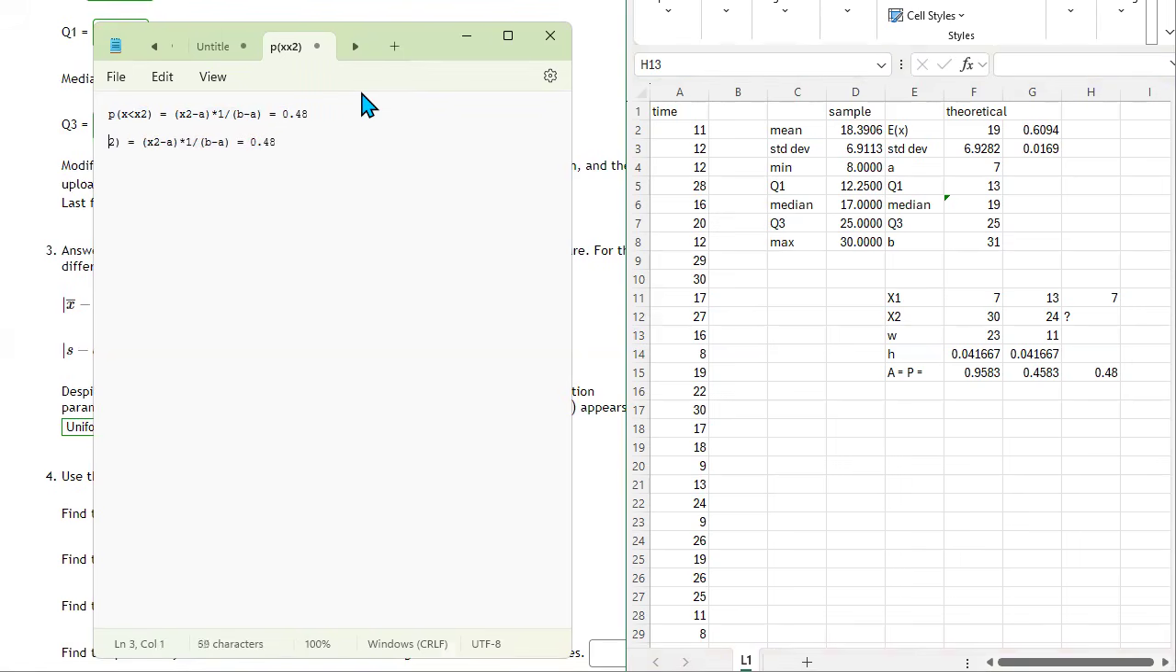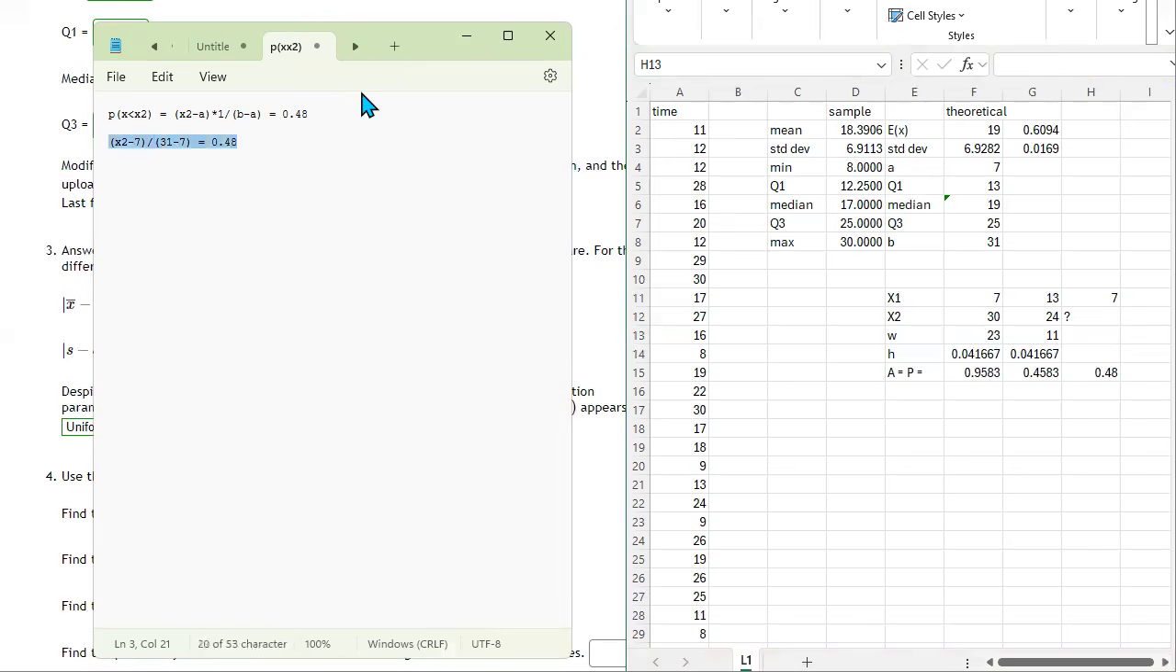Okay, so I'm going to get rid of this part. I'm going to fill in what I know. My A is 7. My B is 31. And now I need to know what x2 is. Multiplying this by 1 and then dividing by that is the same thing as just taking this and dividing by that.